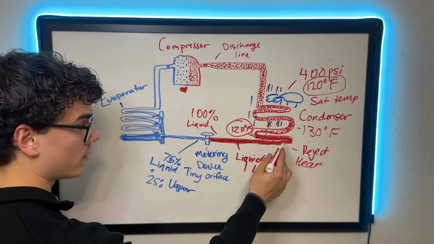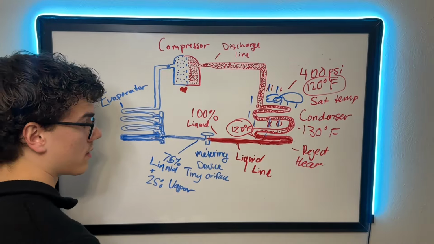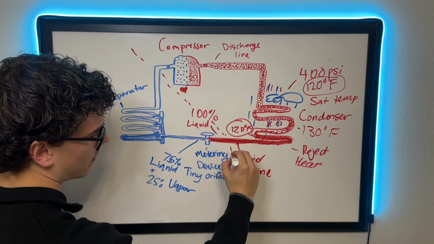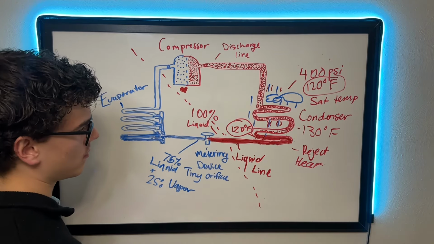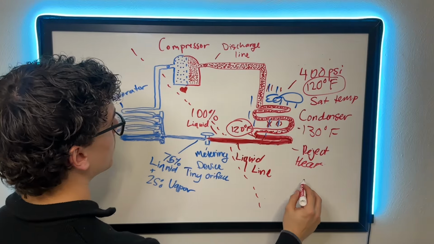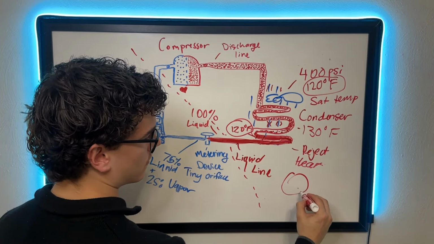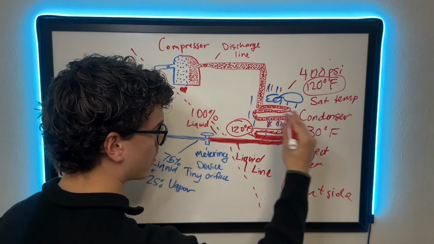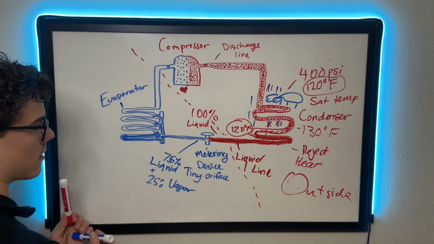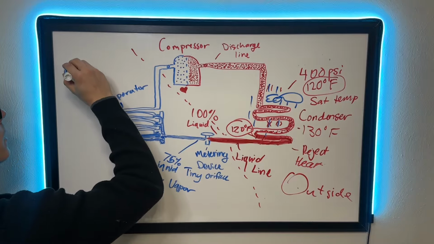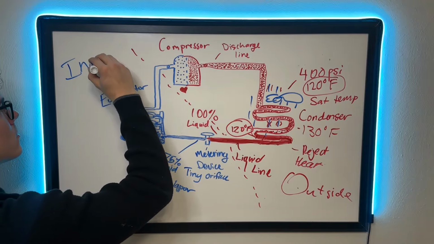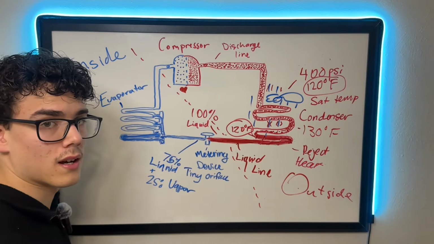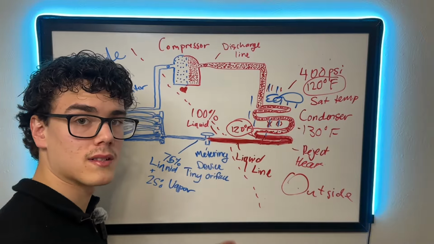It's carrying the liquid from the condenser to the metering device, which, by the way, we can go ahead and draw a line now. This line means on this side of the line we have outside components. This side of the line we have inside components. They're connected with refrigerant lines that go from outside the house to inside the house.